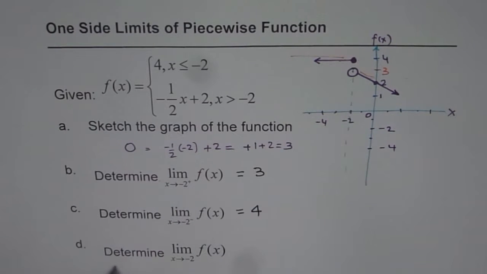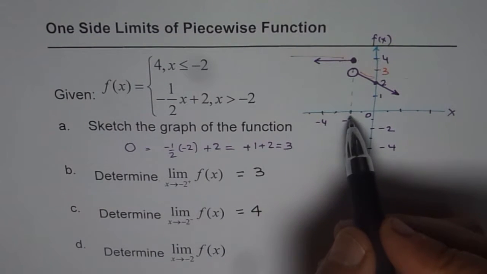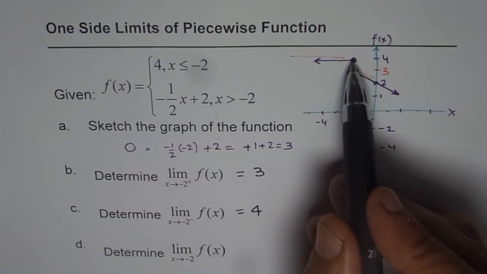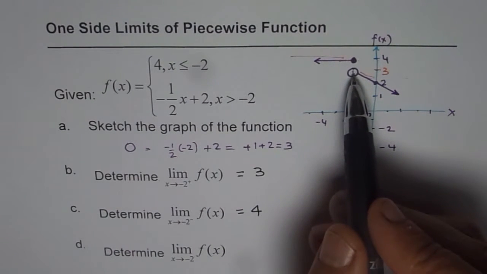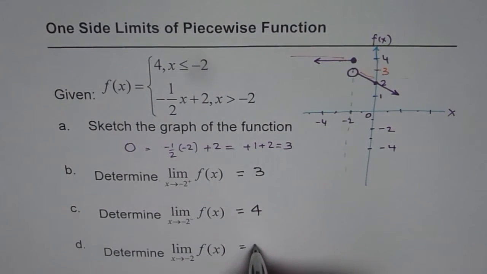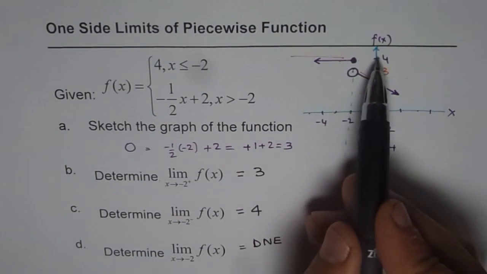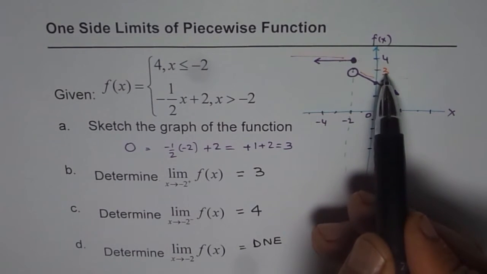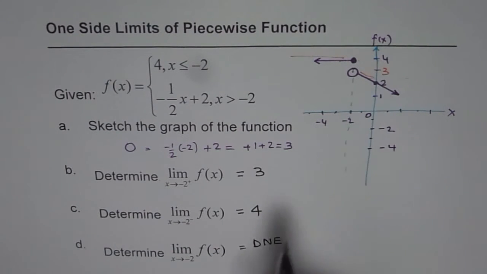Now part D is to determine the limit of the function at minus 2. The limit at minus 2 will be possible if and only if the limits from both the left side and right side are the same. You can clearly see here that there is a discontinuity, right? That means the limit does not exist. If you approach from the left side, you're approaching 4. If you approach from the right side, you're approaching a value which is 3, not the same as 4. Therefore, the limit does not exist.